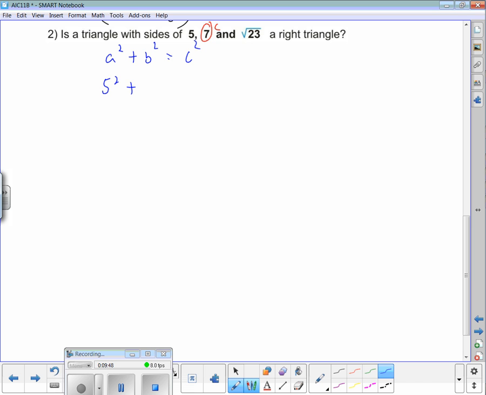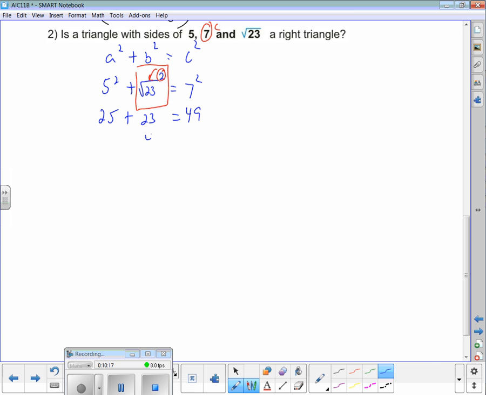5 squared plus the square root of 23 squared should equal 7 squared. All right, 5 squared we know is 25. What about this one? Remember what I taught you about what squares do to square roots? They undo them, right? And the answer is the radicand. So that's a 23. And we all know 7 squared is 49.